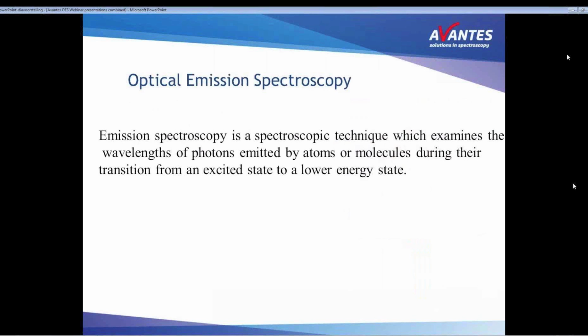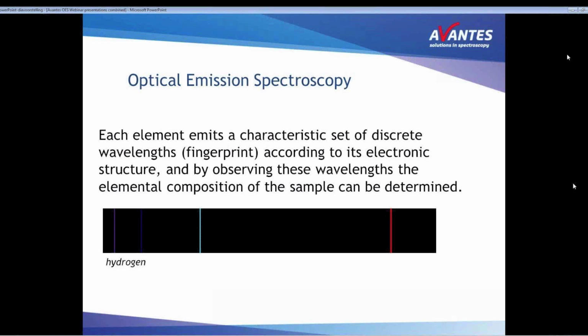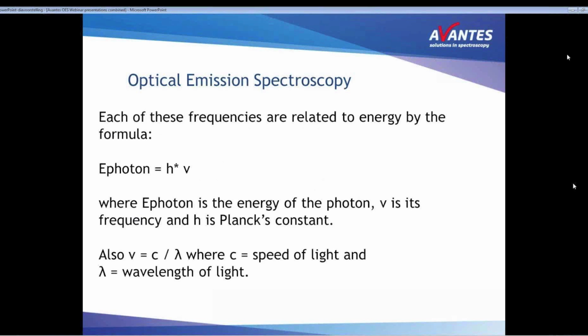Emission spectroscopy is a technique where one examines the light coming from the sample, and by measuring the wavelength of these photons emitted by the atoms and the molecules, one can determine the fingerprint of the element. So each element has its own characteristic wavelengths which are emitted, and with this fingerprint one can tell more about the elemental composition of the sample. In this example you see the hydrogen spectrum.